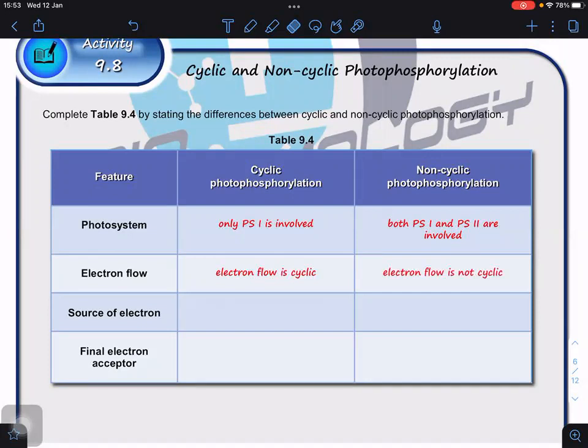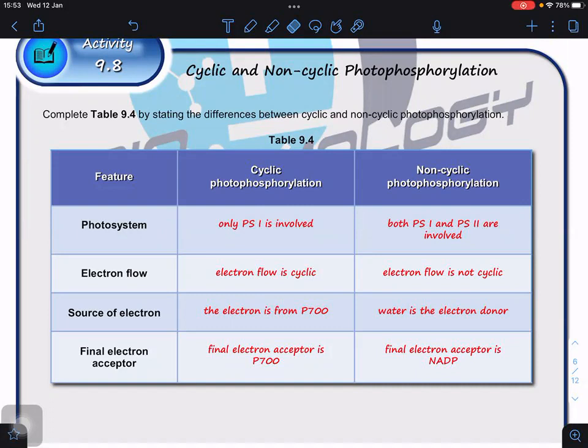In terms of the source of electron, who donates the electron in cyclic? This one comes from P700. And who is the final electron acceptor? P700. Are you clear? Basically from the left pocket, pass it back to the right pocket. How about the non-cyclic? The source of electron comes from the water molecule, and the final electron acceptor is NADP. NADP receives the final electron.